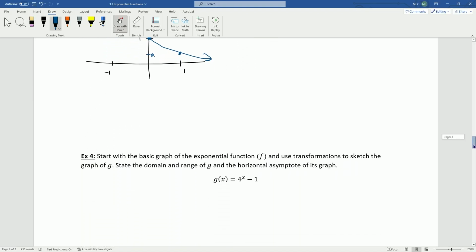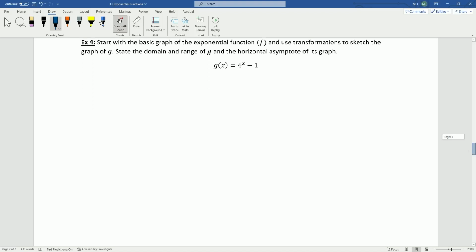Now let's move on to an actual example. Start with the basic graph of the exponential function f and use transformations to sketch the graph of g. State the domain and range of g and the horizontal asymptote of its graph. So when we're talking about exponential functions, the basic graph always means y equals a to the x. So in this case, our base is 4, so our basic graph is just y equals 4 to the x. And so we're going to graph that. We're always going to graph that by starting with our key points.